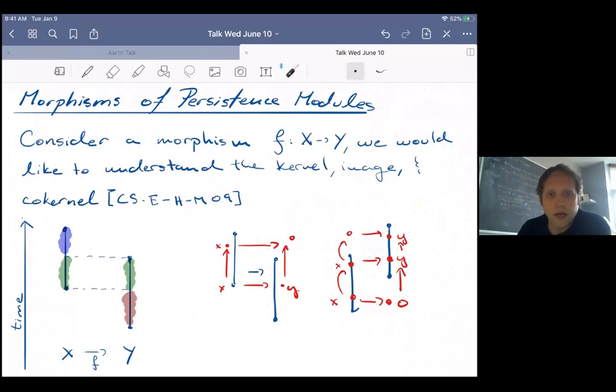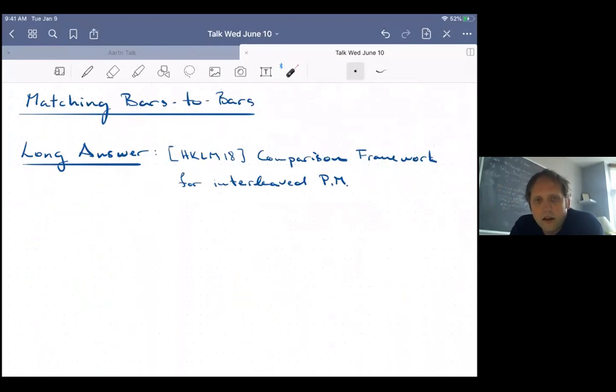Okay, so here I took very simple modules with one bar each, and you could see there's this kind of matching going on between bars. It's a valid question to ask, can one always do that? The answer is, for the most part, yes, but one has to be careful. The full theorem can be found in this paper. There's a long discussion about these kinds of matchings, but there's also a short answer.